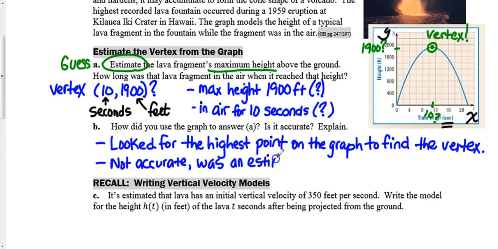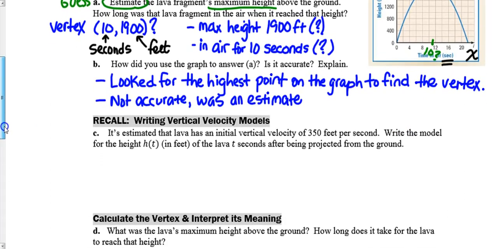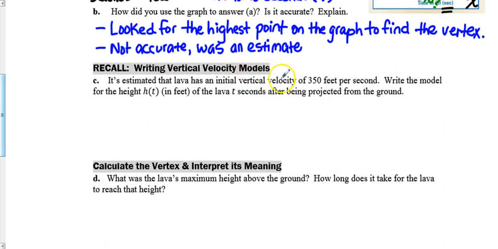Was an estimate, or a guess, whichever word you would like to use. So we're estimating, hence all these question marks. So we are not accurate yet. To get more accurate, let's see what prior knowledge we're going to connect to this question. Part C says, writing vertical velocity models.